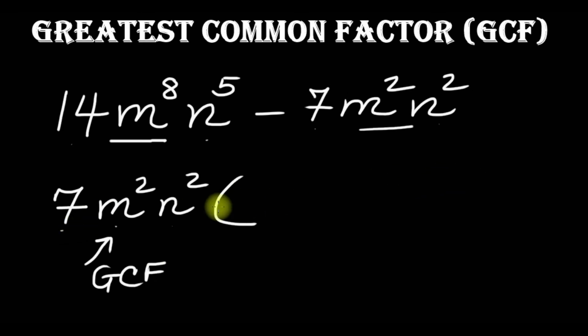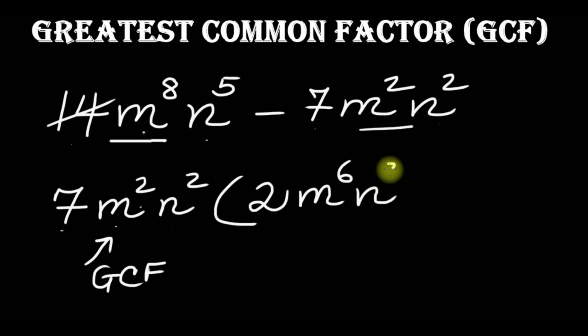All right, let's see what's left after we pull out 7 squared n squared. So 7 goes into 14 is 2. 7 squared goes into 7 to the 8, or 7 to the 8 divided by 7 squared is 7 to the 6, because you have to take away the exponent. And then here 5 take away 2 is going to be 3. Okay, and then you can check it if you multiply these two terms. If they're right, you're going to get back the original expression.